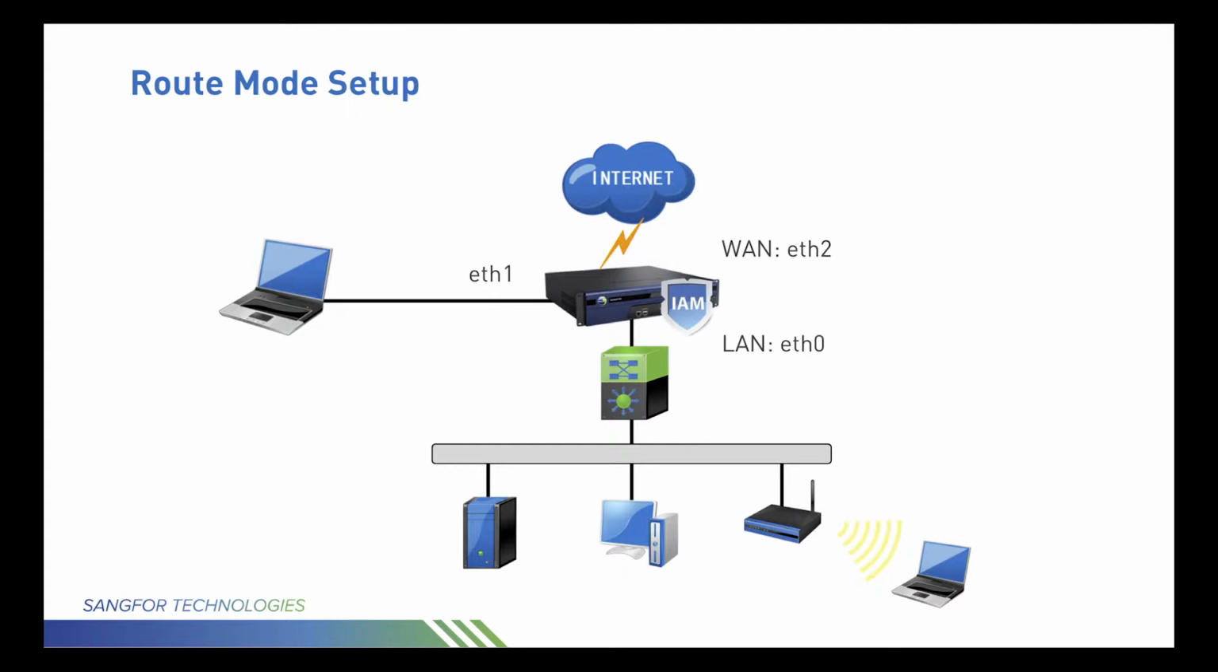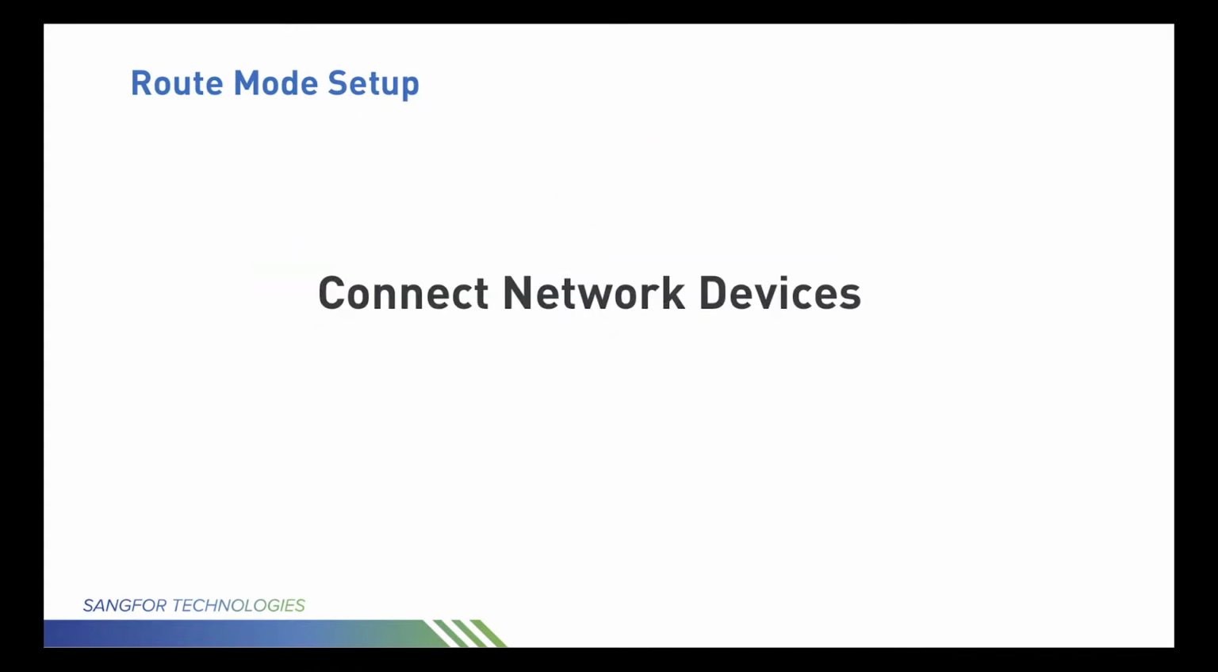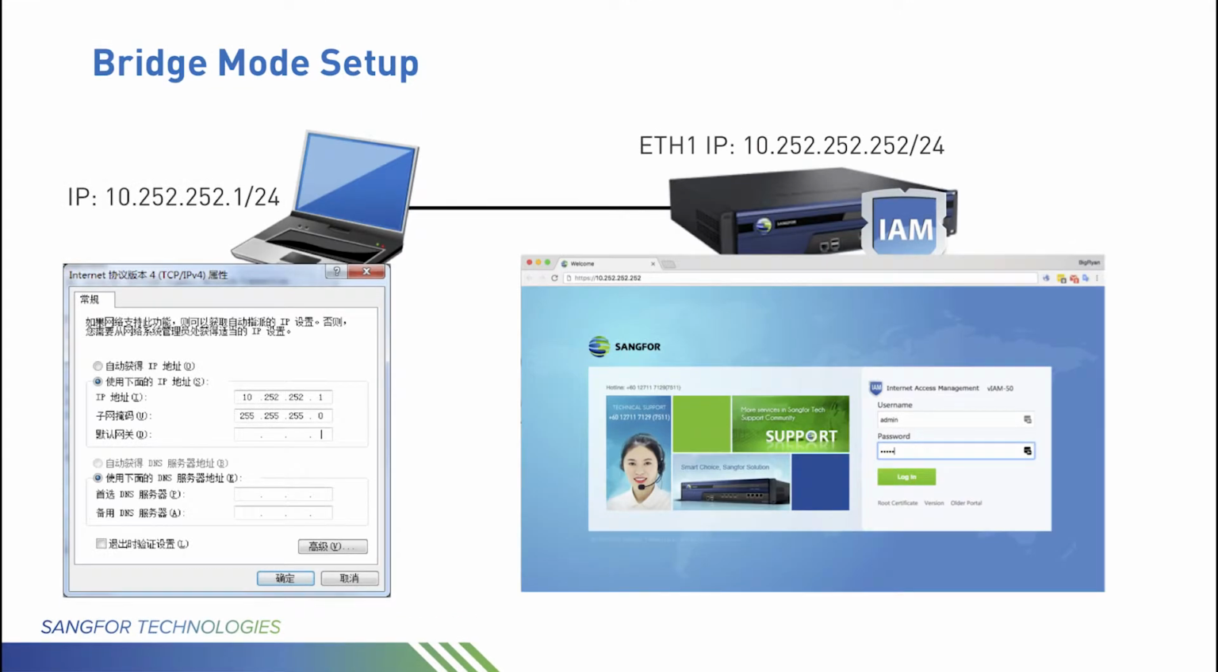IAM will hide the IP address of the private network using network address translation and set some network features in level 3, such as static routing or DHCP. In this scenario, we can connect different endpoint devices to the LAN interface to access the internet. Let's connect and configure Sangfor IAM.